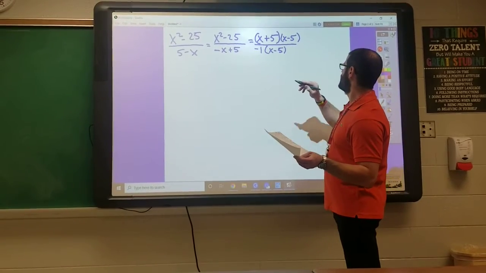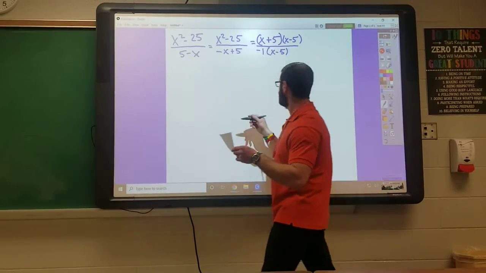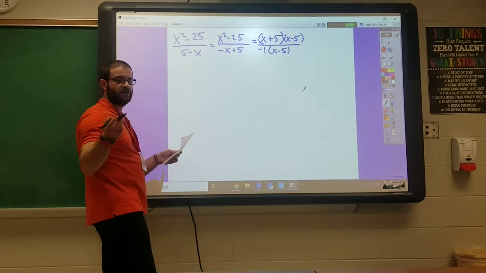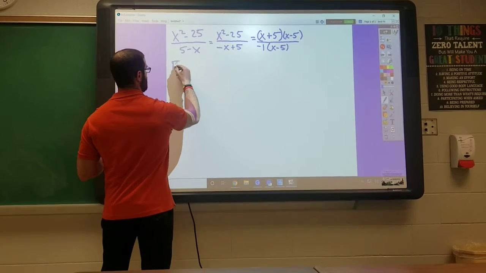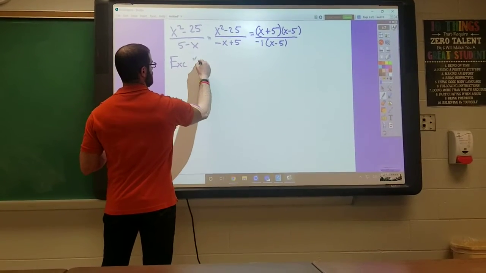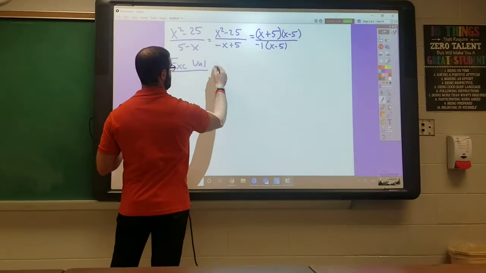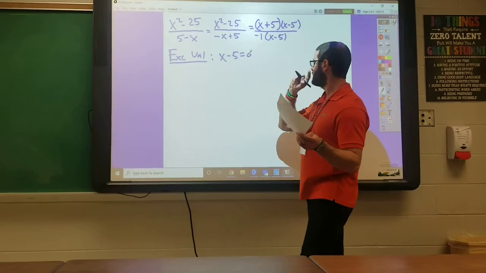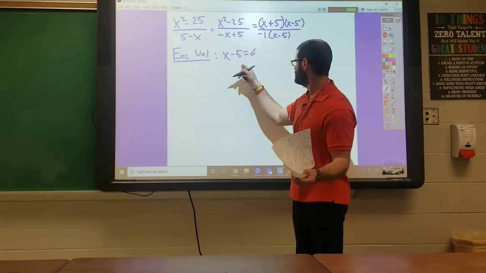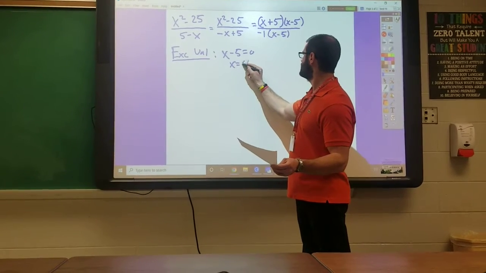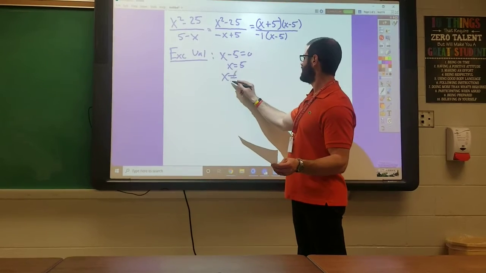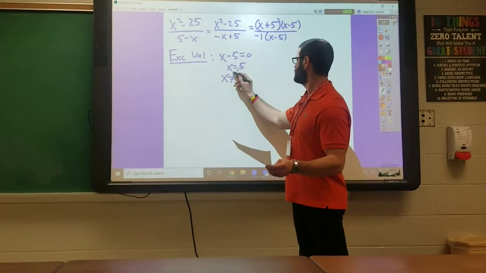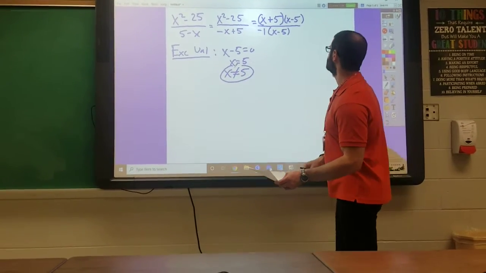And let's see, what do I have here? Okay, so let's look at excluded values. So I know the only thing I need to set equal to 0 in the denominator for excluded values is x minus 5, right? So x minus 5 equals 0. So add 5 to both sides. So x would be 5, which means, hey, excluded value, x cannot be 5. Right, that's part of our answer.